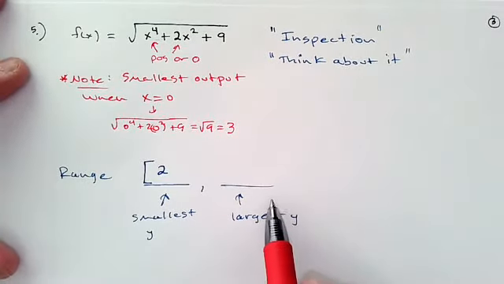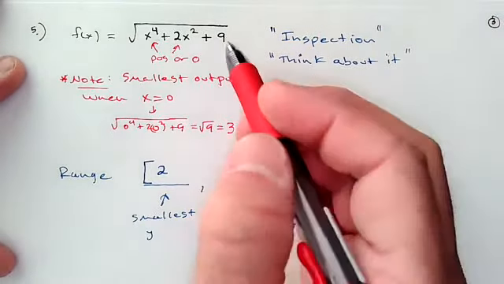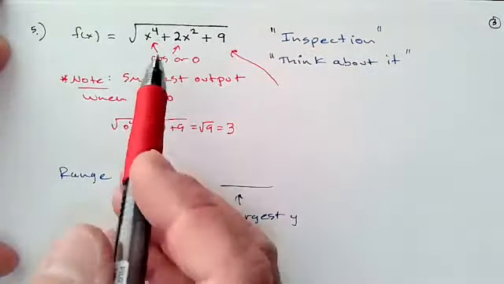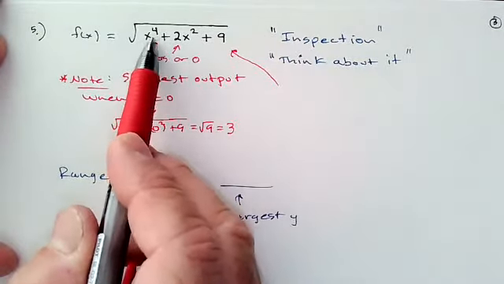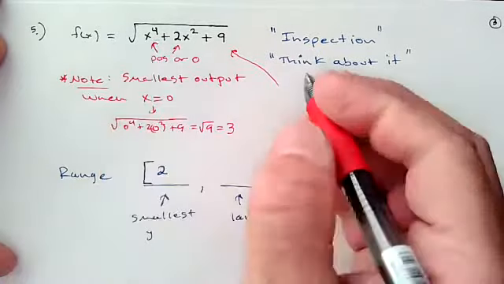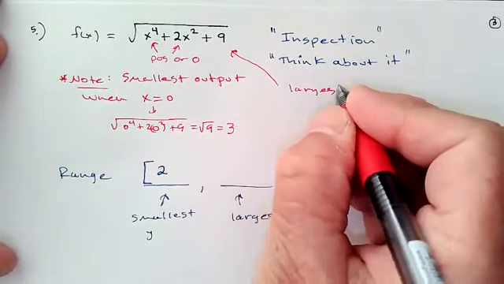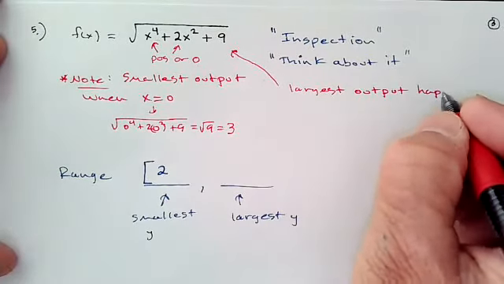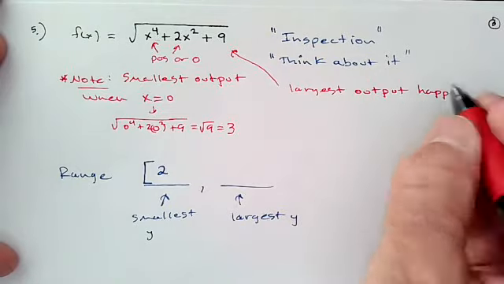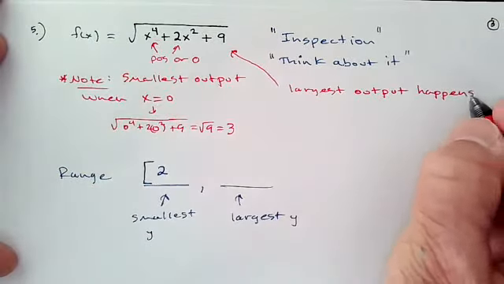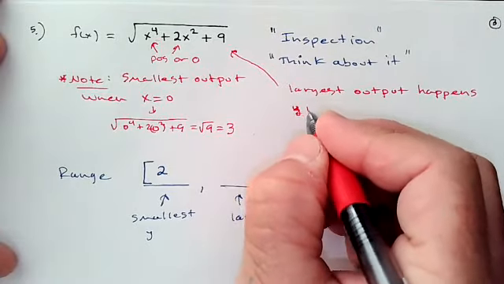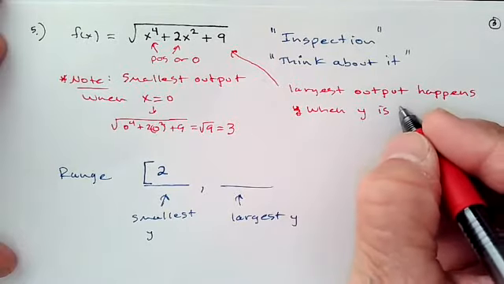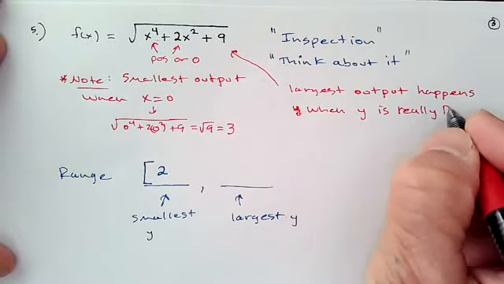So the next thing we want to think about is, what is the largest output we could get out of this? So then you want to look at this and say, okay, now I'm looking for the biggest thing. And I have no restrictions on what I could plug in for x, right? So the largest output is going to happen when I let x be a really big positive number or even a really big negative number, because I'm going to square it. Happens when y is really big.